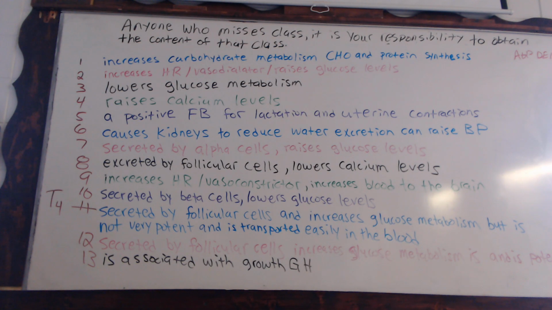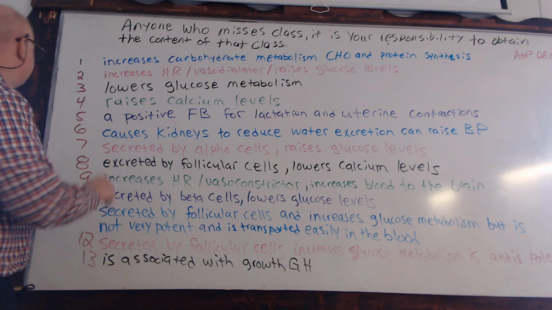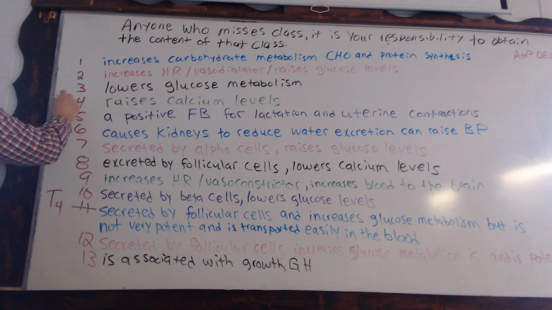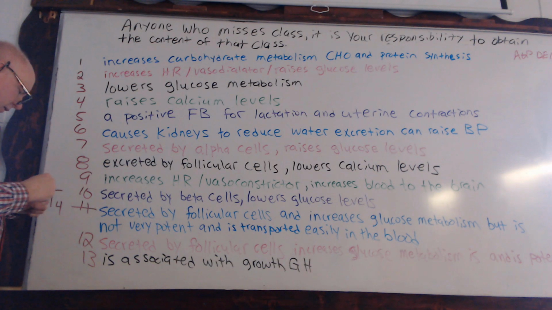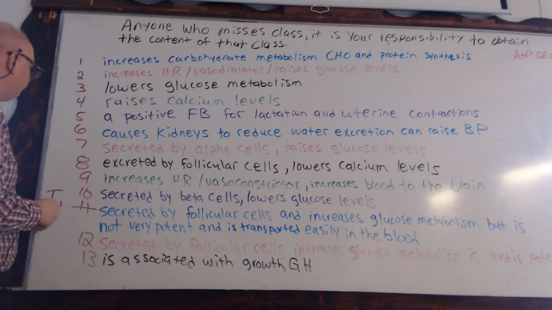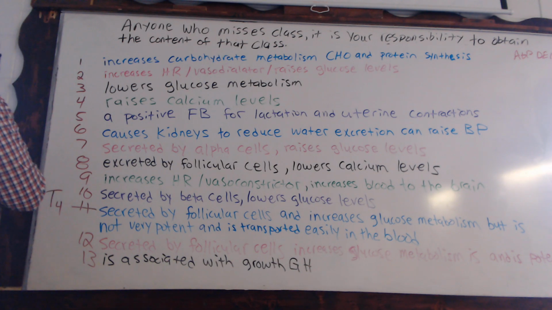Number 4 is mineralocorticoid, or no, is PTH. Okay, so if it raises blood calcium levels, yes, that is PTH. I was thinking I would write them on that side, but I think I'll write them over here. But it probably should be a different color then. Black for the answer. Yeah, I think that would work.